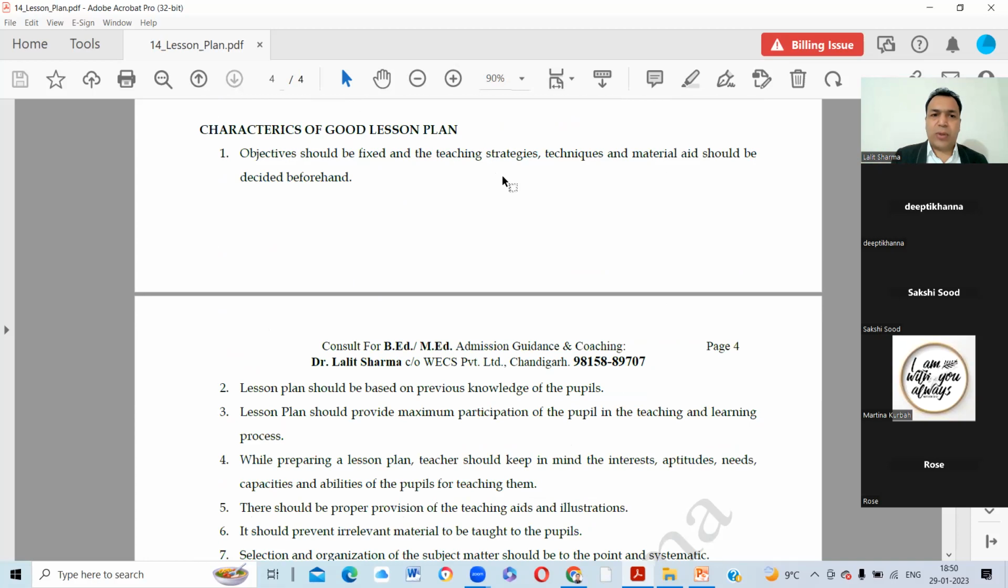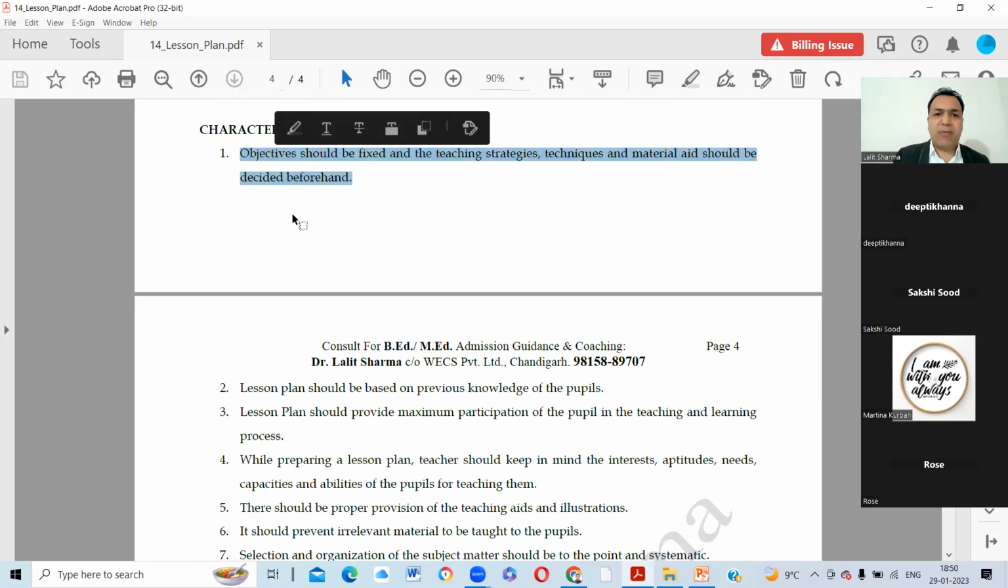Now, characteristics of a good lesson plan. Good lesson plan should be fixed and teaching strategies, techniques and material aid should be decided beforehand, right?